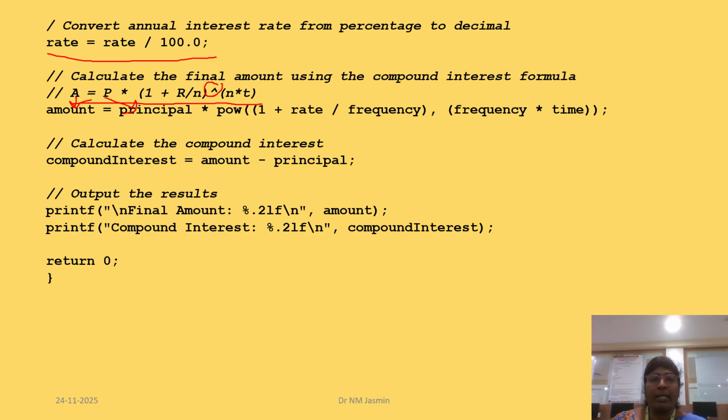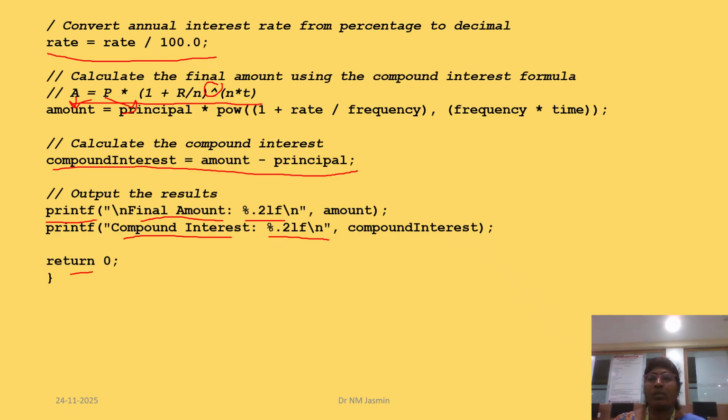Calculate the compound interest with the expression compound interest is equal to amount minus principal. And now we can simply display the results. Printf the final amount in double precision, that is %.2lf, high precision we have seen here. Next, printf compound interest, also in highly accurate values. Return 0 and close the program.